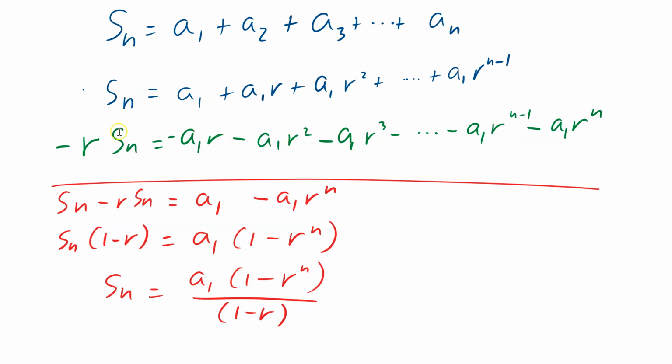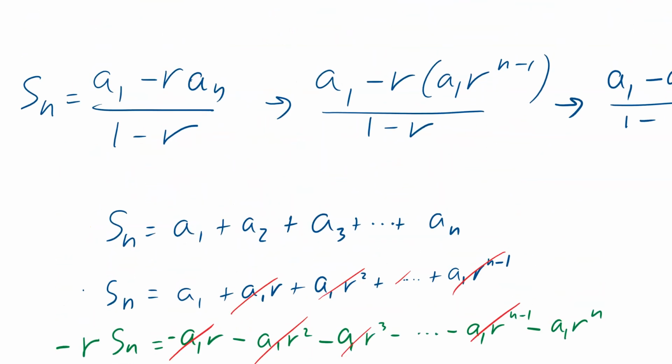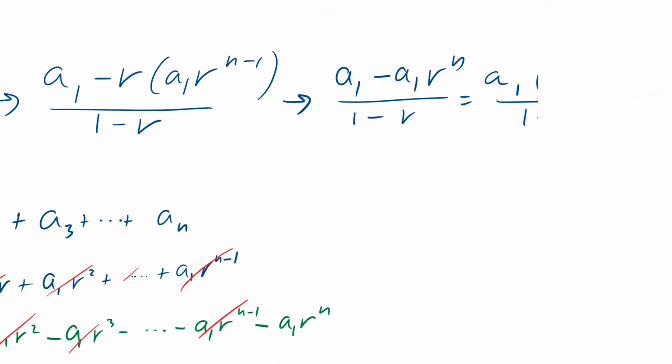So if we subtract them, in this case add them, we would get s sub n minus r s sub n. We would get a sub 1. And then this one would cancel this one, this would cancel this one, and so on all the way to here, leaving us with just a sub 1 minus a sub 1 r to the n. Pretty cool little trick, right? All right, so now we can factor out a sub 1 and divide. And there is our formula.